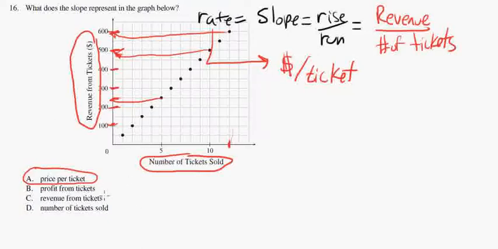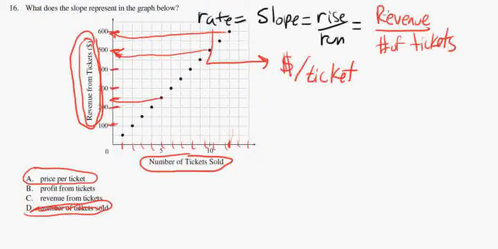It's not profit from tickets, because the graph is not showing profit, it's showing revenue. We don't know what our costs are, so if we know the revenue but we don't know the costs, we can't say what the profit is. And it's not the number of tickets sold, because the number of tickets is just the values along the x-axis. Okay? So it has to be the price per ticket.